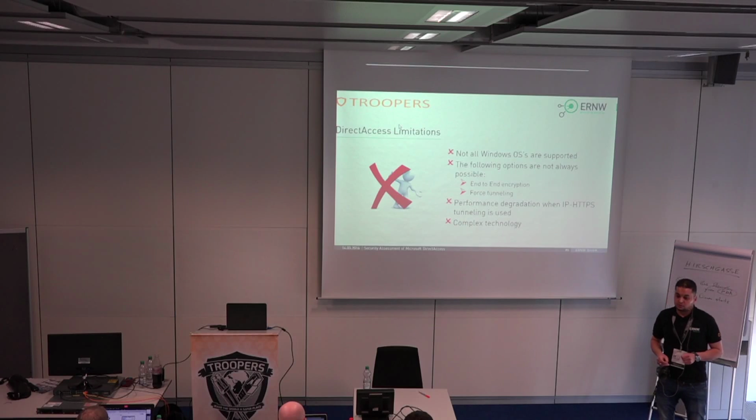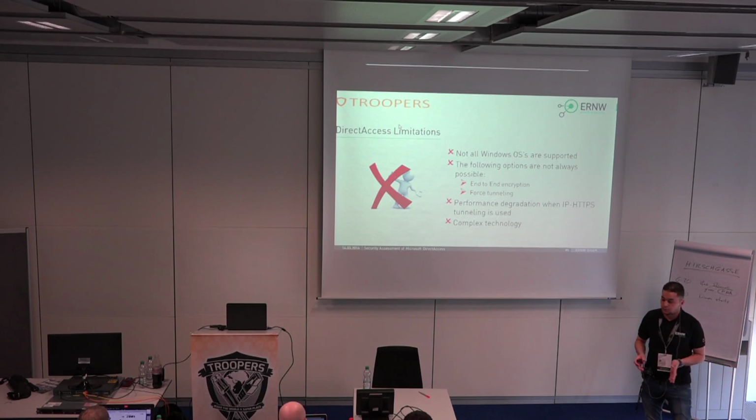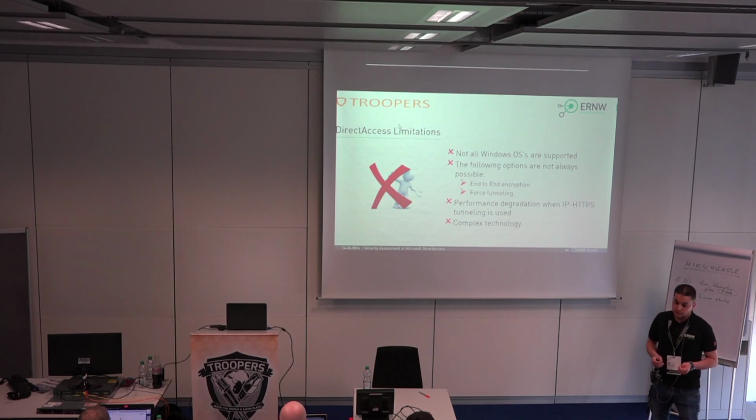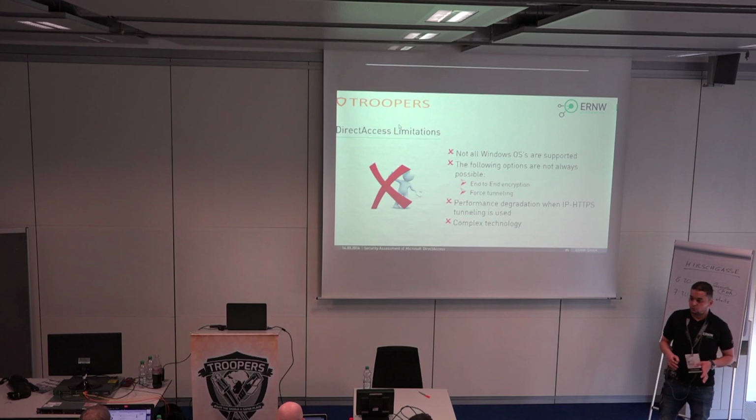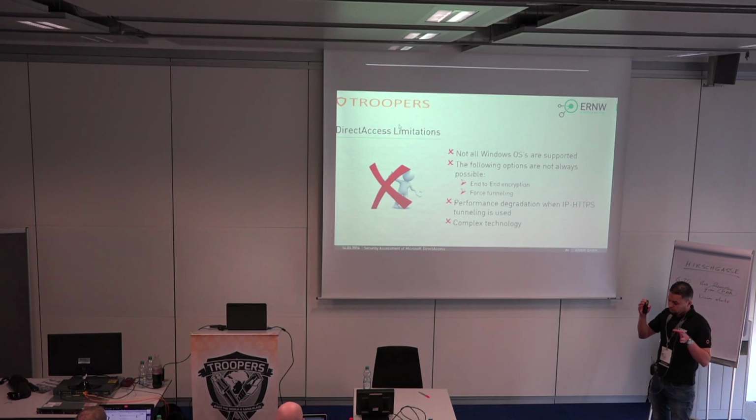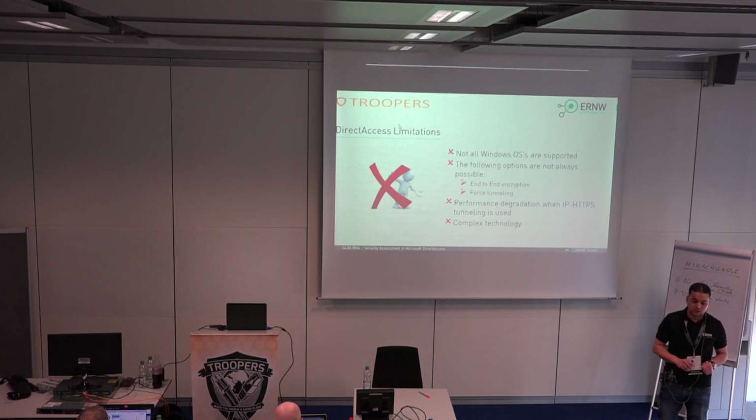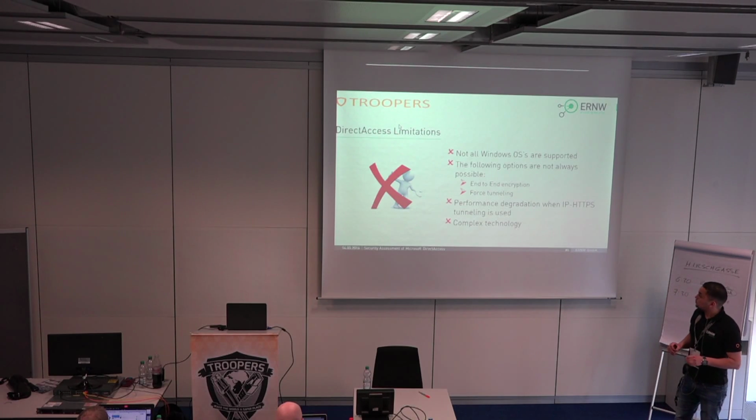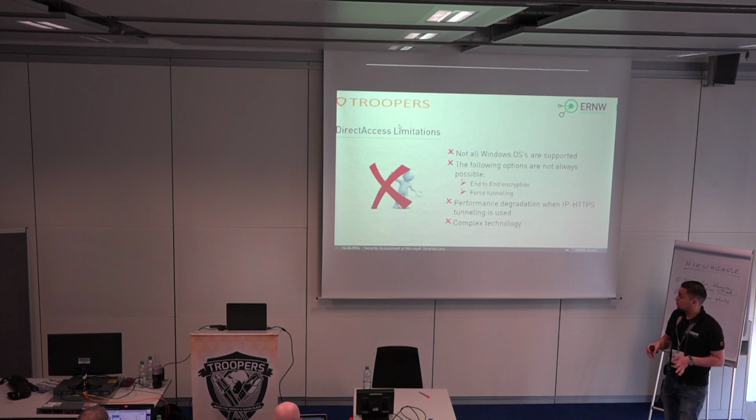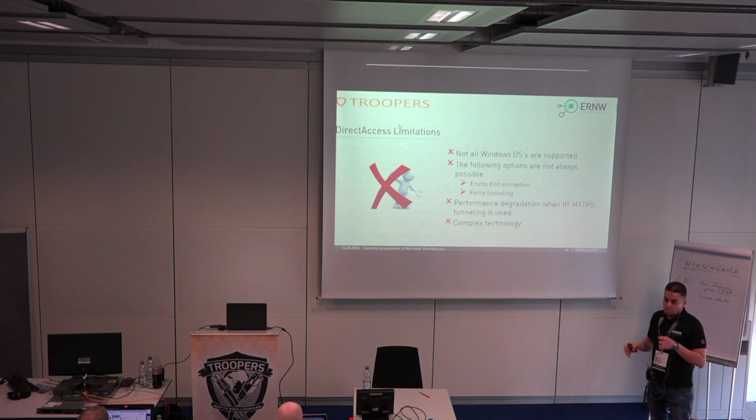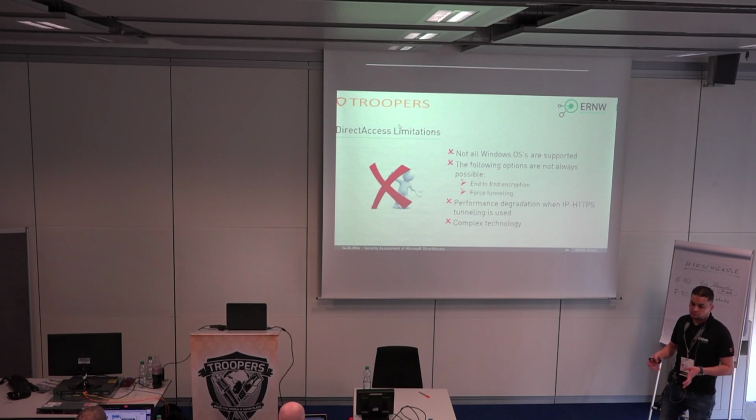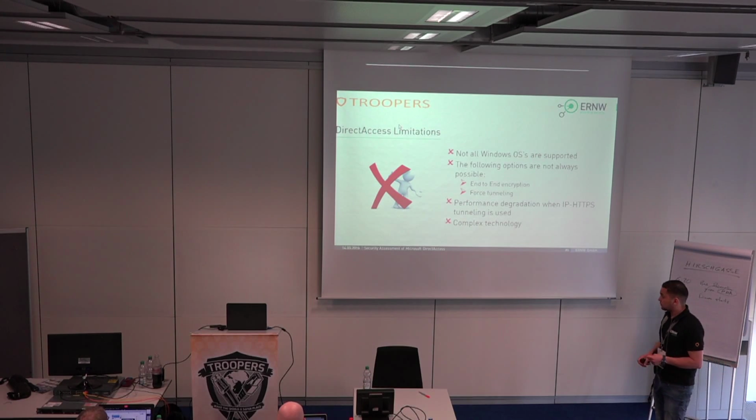Also, there are some security features that sometimes are not possible to be used, such as end-to-end encryption. For example, if we want our traffic to be fully encrypted from the DirectAccess client until the resource inside the internal network, it might happen that the server that holds this resource uses a Windows Server version that doesn't support IPsec over IP version 6.